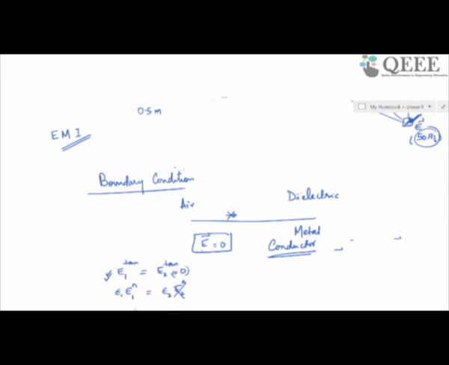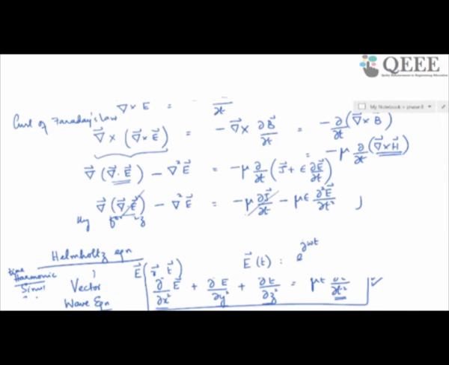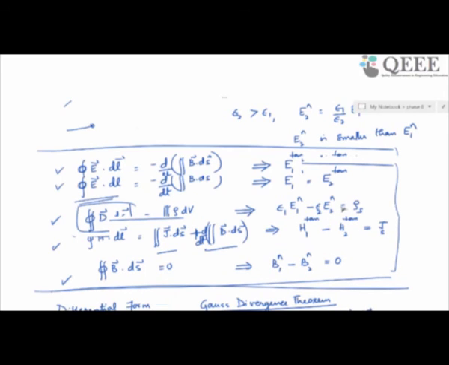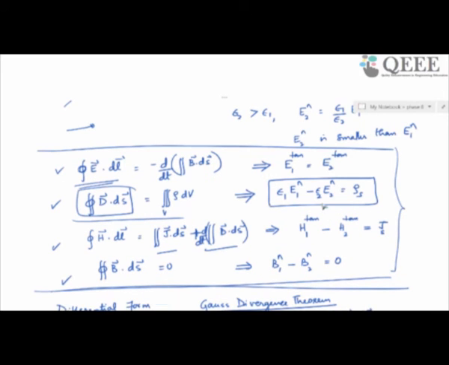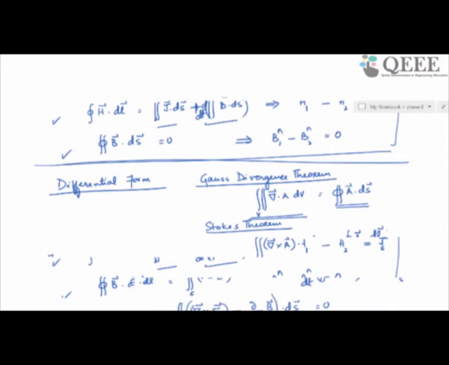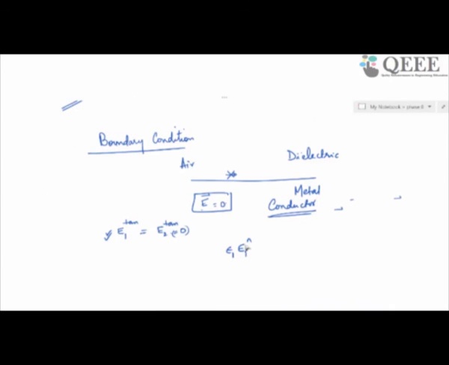So, epsilon 1 E1 normal component, if you go back and look at the boundary conditions, this is my boundary condition: epsilon 1 E1 normal minus epsilon 2 E2 normal is rho s. And this is 0, which means that I have E1 normal equal to rho s by epsilon 1.